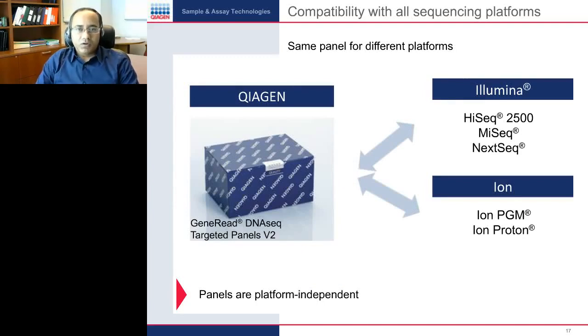And the GeneRead DNAseq gene panels are sequencing platform independent. What it means is that they are compatible with all the next-gen sequencing platforms, either a sequencer from Illumina, such as HiSeq, MiSeq, or NextSeq, or a sequencer from Ion Torrent, like Ion PGM or Ion Proton. So even if you have multiple different sequencers in your lab, you can use a single panel, and that panel can work with all the different sequencers you have in your lab.